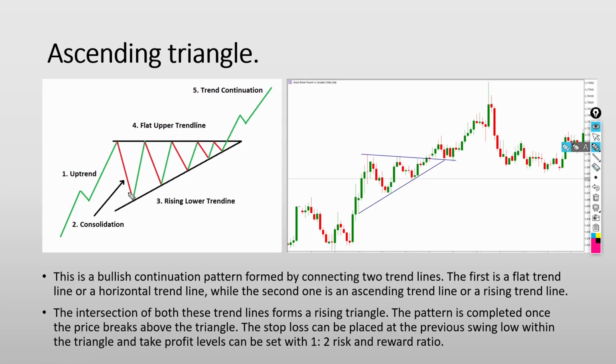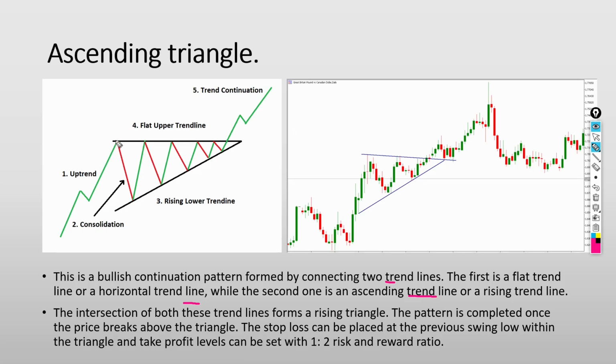Okay, the ascending triangle is a bullish continuation pattern formed by connecting two trend lines. The first is a flat or horizontal trend line, while the second is an ascending trend line.